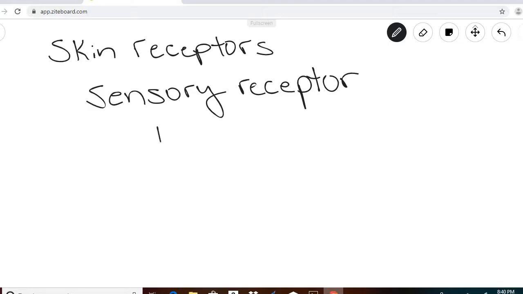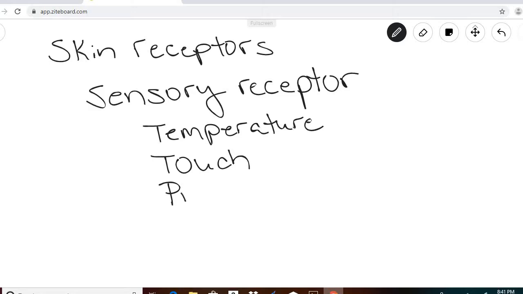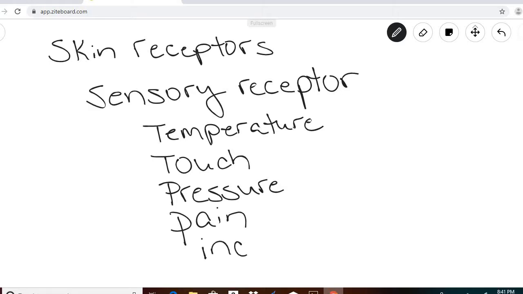So these sensory receptors respond to things like temperature. They'll respond to touch or pressure. Some of them respond to pain. Okay, so sensory receptors, there are many, many sensory receptors within the skin.